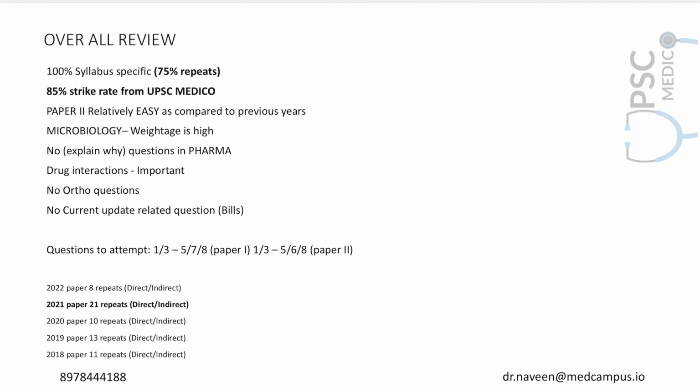And before starting, we all know that repeats have always been there in the range of 75 to 85%, right? And 100% of the paper is within the syllabus. Sometimes you might feel that by looking at a question, it is out of the syllabus, but again, if you understand the depth of the syllabus, then you can come to a conclusion that all the questions in the paper are within the purview of the syllabus which is given by UPSC.